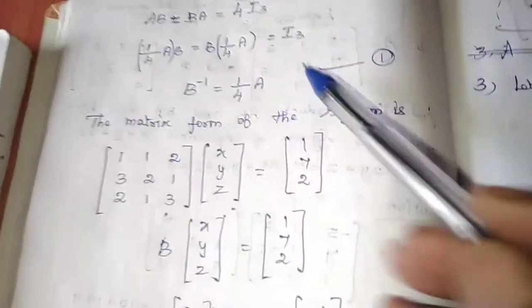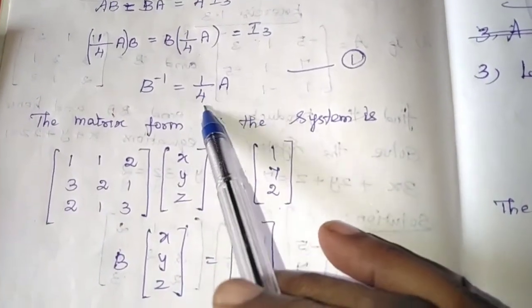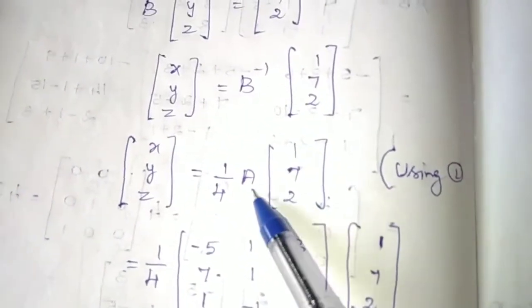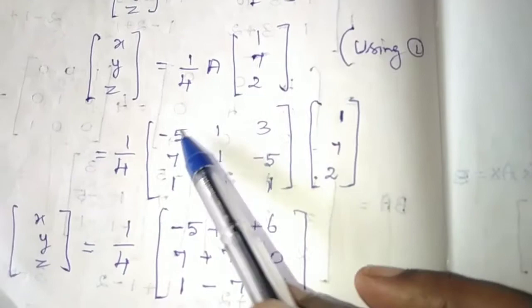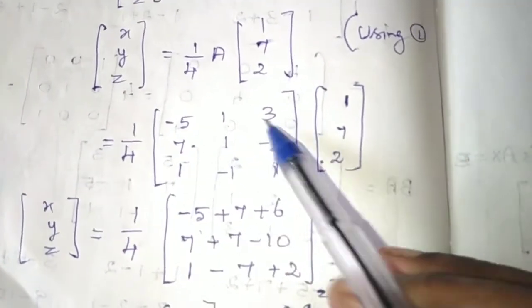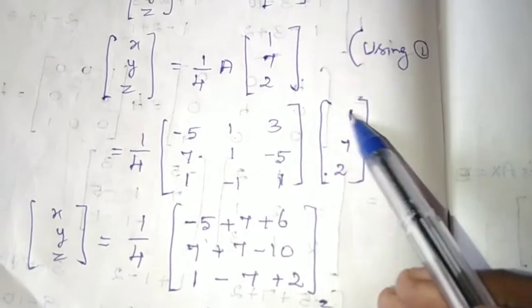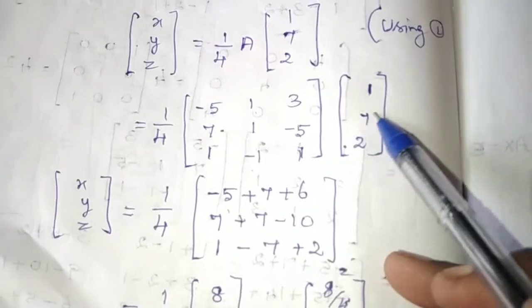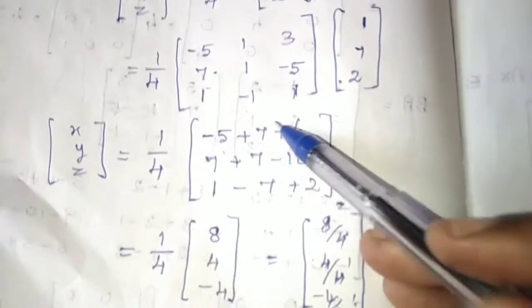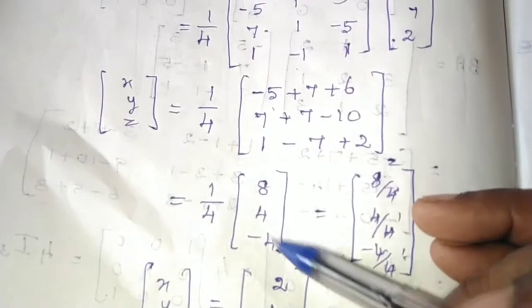Now B goes to the other side, B inverse. x y z equals B inverse times 1 7 2. B inverse equals 1 by 4 A, already we have found. Now write the A matrix right in this place. Now multiply using row by column: minus 5 plus 7 plus 6. Here 7 plus 7 minus 10. 1 minus 7 plus 2. Simplify, we get 8 4 minus 4.